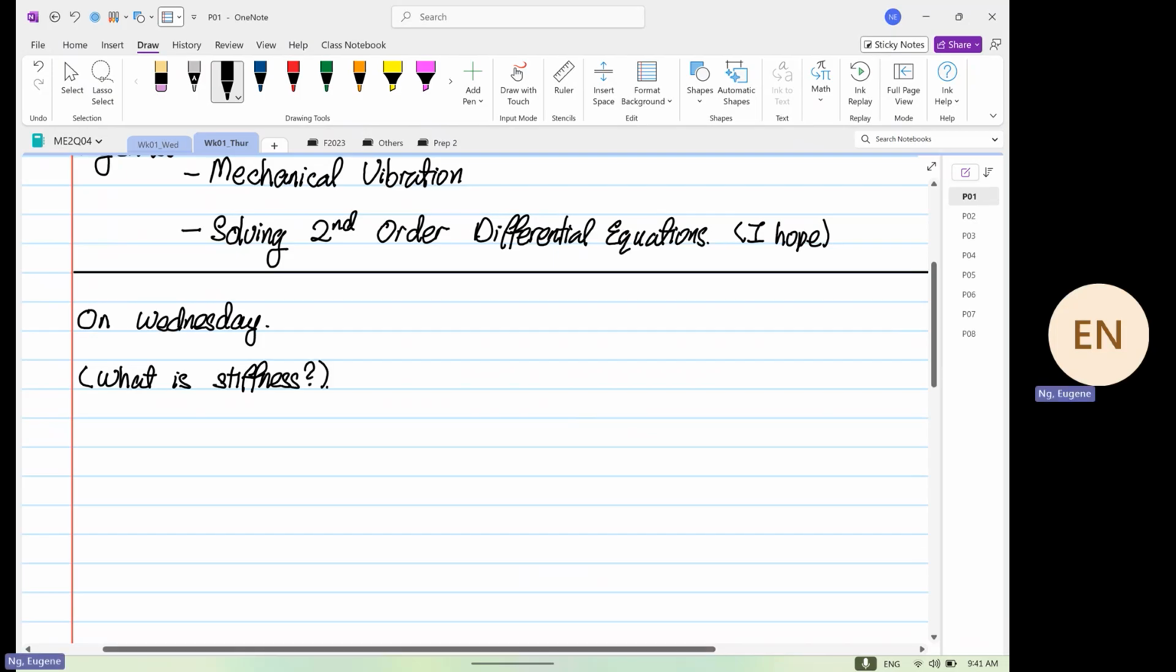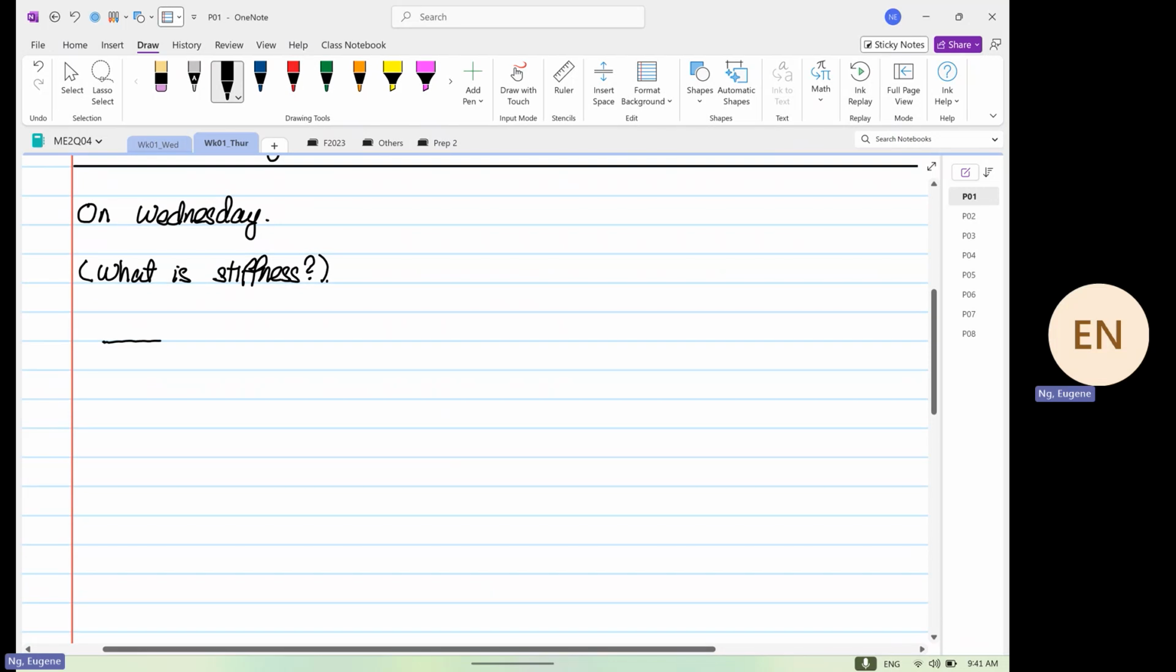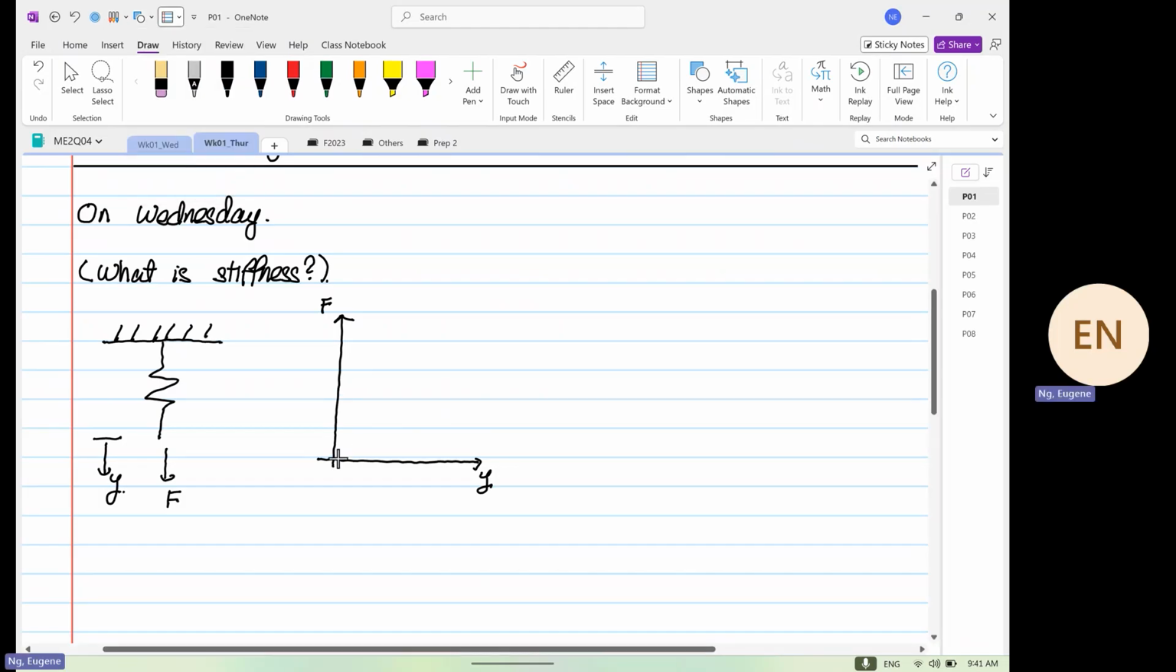Okay, what is stiffness? I've drawn a spring, and this spring has a motion y, been pulled down by y. And what we have over here is a response. Based on the amount of force we put in, the y and over here the F, we have a response like this. So this is linear. I'm going to draw it linear.